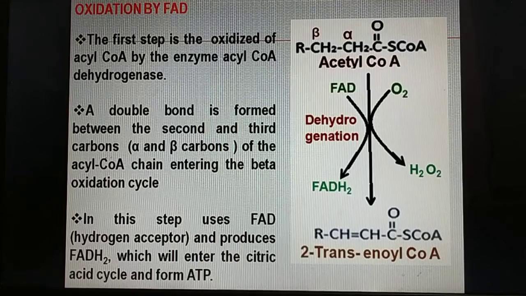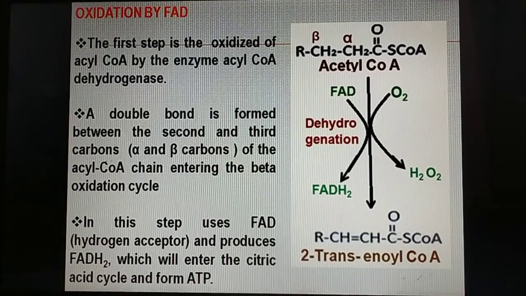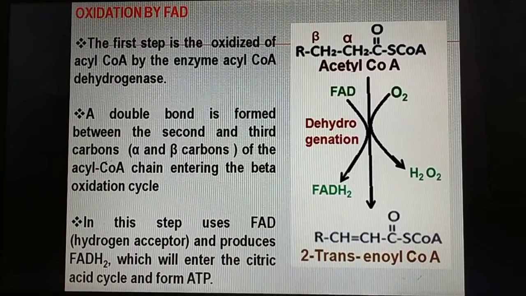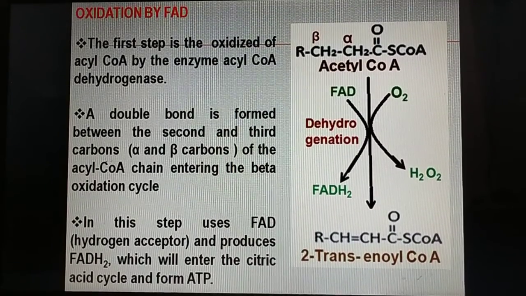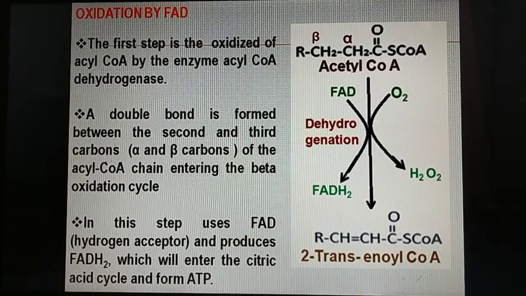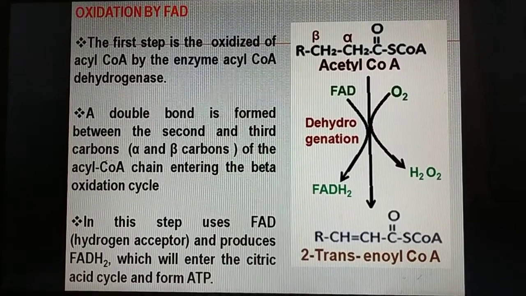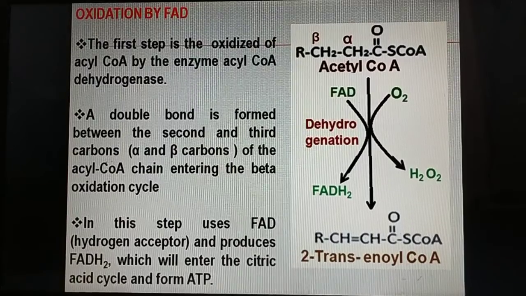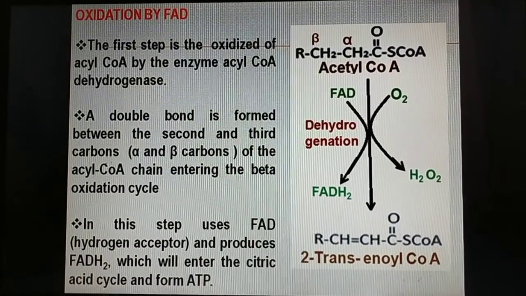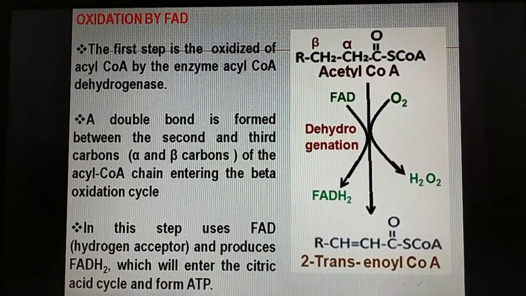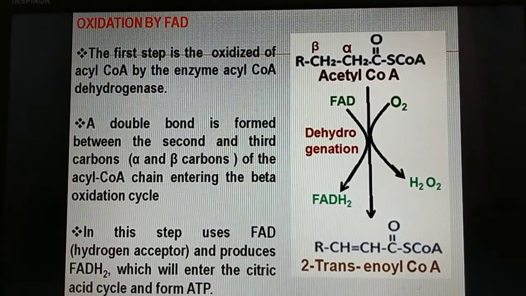First, oxidation by FAD. The first step is the oxidation of acyl coenzyme A by the enzyme acyl coenzyme A dehydrogenase. A double bond is formed between the second and third carbon, that is the alpha and beta carbons of the acyl coenzyme A chain, entering the beta oxidation cycle. This step uses FAD as a hydrogen acceptor and produces FADH2, which will enter the citric acid cycle and form ATP. This is the reaction where acyl coenzyme A is transformed into 2-trans-enoyl coenzyme A and liberates one molecule of FADH2.